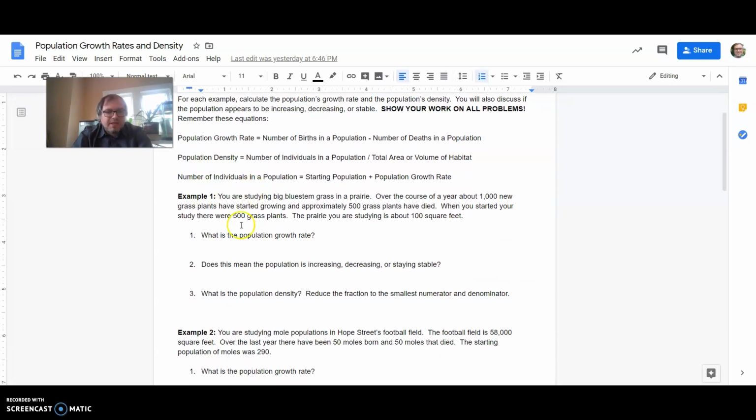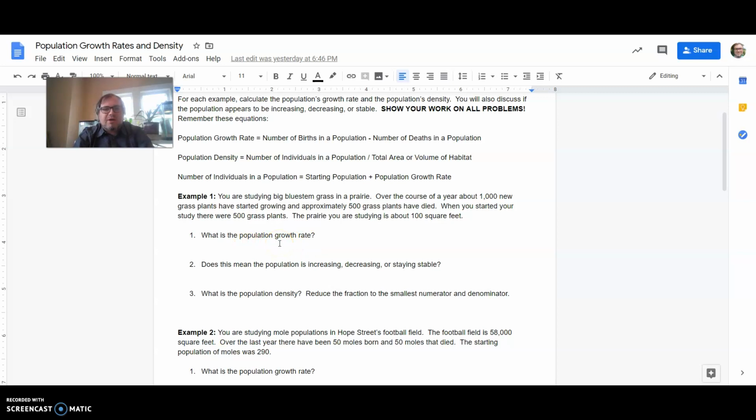So the first example says you are studying big blue stem grass in a prairie. Over the course of the year, about 1,000 new grass plants have started growing and approximately 500 grass plants have died. When you started your study, there were 500 grass plants. The prairie you are studying is about 100 square feet. So the first thing that we want to figure out is what is the population growth rate?